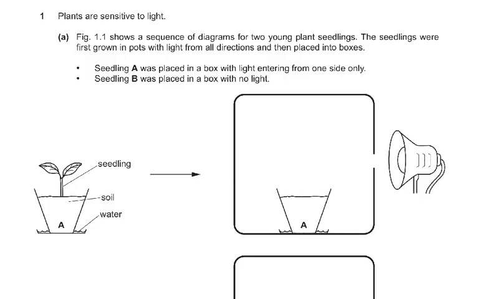Now, coming to the first question on coordination in plants. Plants are sensitive to light. Figure 1.1 shows a sequence of diagrams for two young plant seedlings. The seedlings were first grown in pots with light from all directions and placed into boxes.